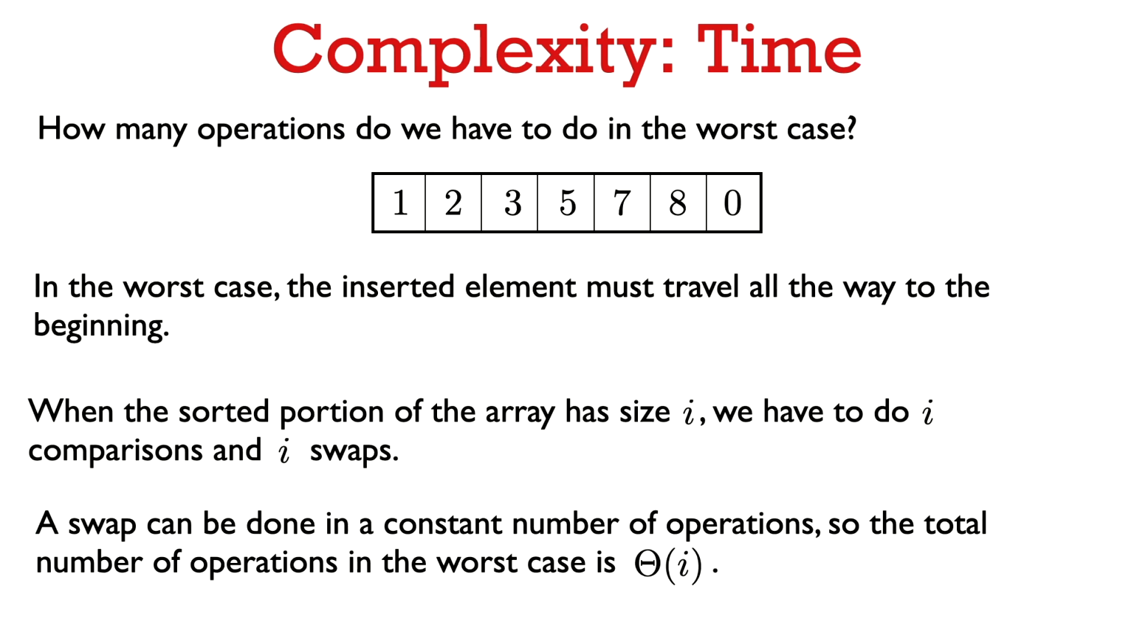Now let us look at how much time this algorithm takes in the worst case. The worst case is when the element to be inserted has to travel the farthest. That is, when it is smaller than all the other elements in the array, and so it has to move to the very beginning of the array. In this case, when the sorted portion of the array has size I, we have to do I comparisons and I swaps. Each comparison and swap takes constant time, so the worst case running time is theta of I.